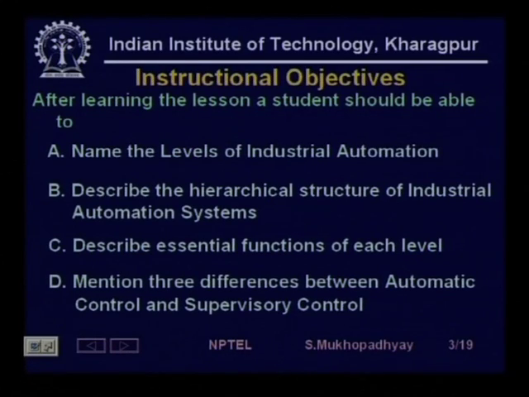Then describe the essential functions that are achieved at each level, and specifically, since a lot of industrial automation is actually concerned with control, and control is of two kinds, as we shall explain shortly. It could be automatic control or it could be supervisory control. So, it is important to realize the distinction between the two. So, the last instructional objective is to understand how automatic control is distinguished from supervisory control.